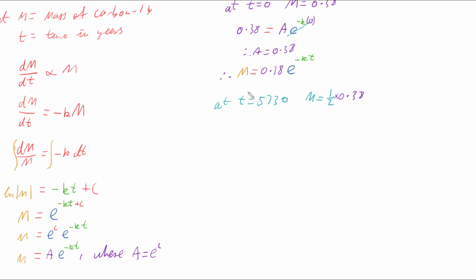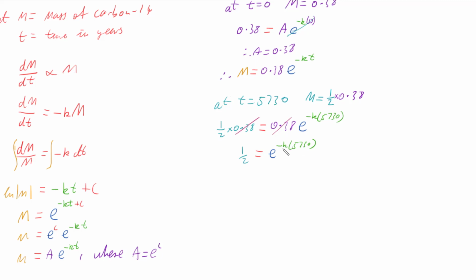So now we can go to our equation we've worked out here and put this information in. So for our mass, that's going to be a half times 0.38 equals 0.38 e to the negative k times 5,730. Now we have 0.38 on both sides of the equation, so we can divide by 0.38 and cancel those out. We're left with a half is equal to e to the negative k times 5,730.